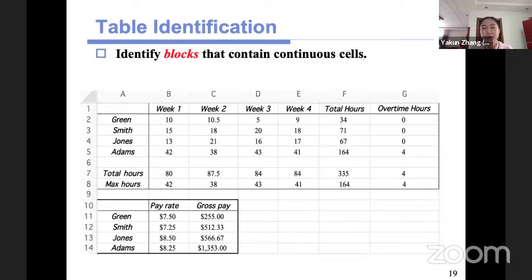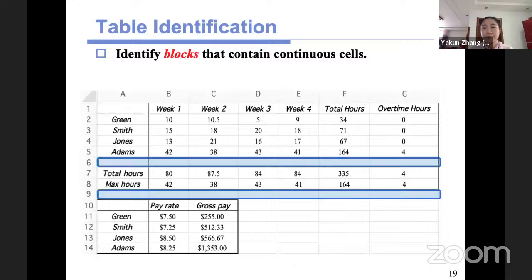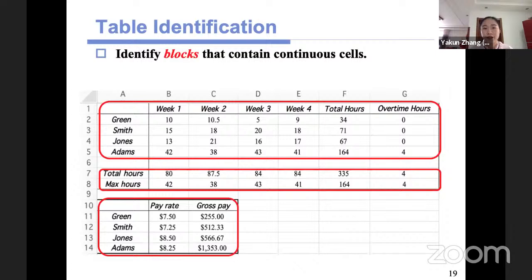In the first step, LTC needs to identify tables. First, we identify blocks according to empty lines. So we split the spreadsheet into 3 blocks.